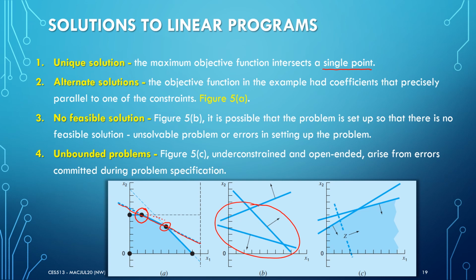And the last one is unbounded problems. As in figure C, this usually means that the problem is under-constrained and therefore it has an open end here. As with the no feasible solution case, it can often arise from errors committed during the problem specification.